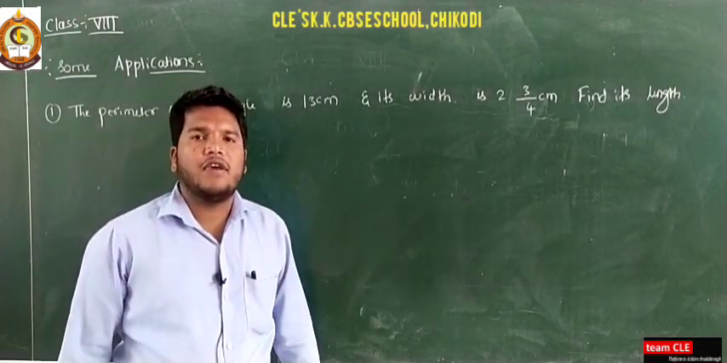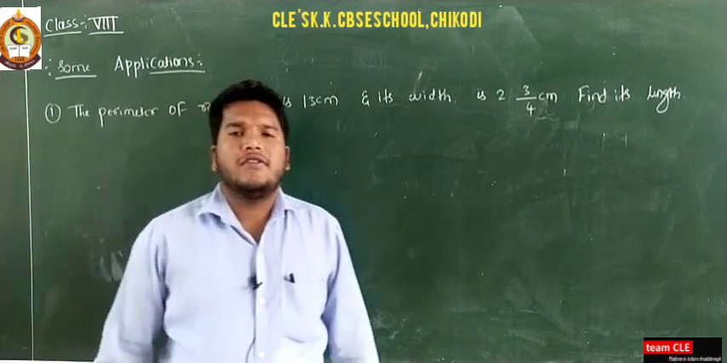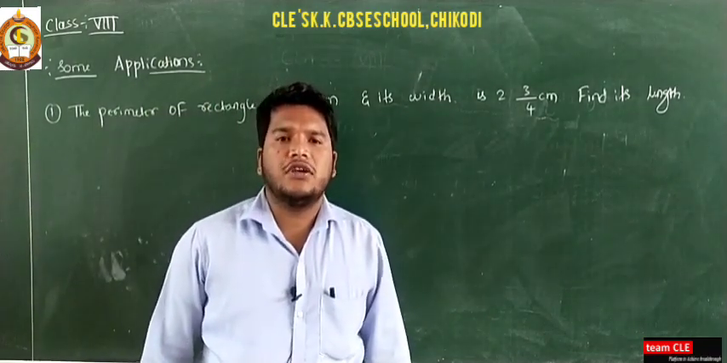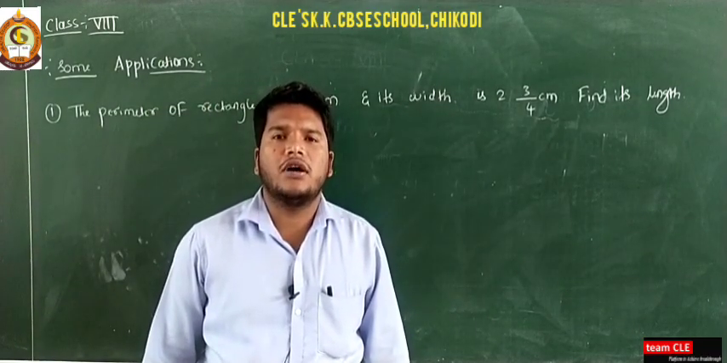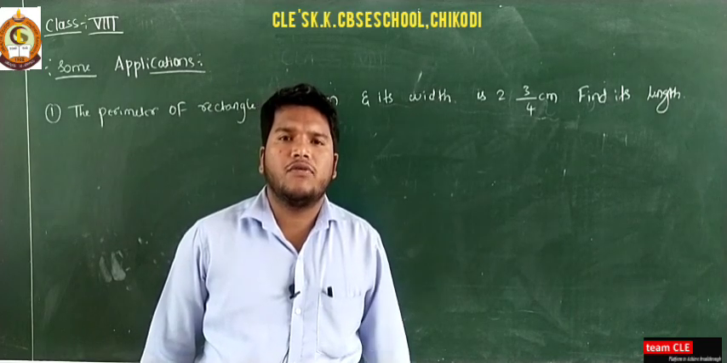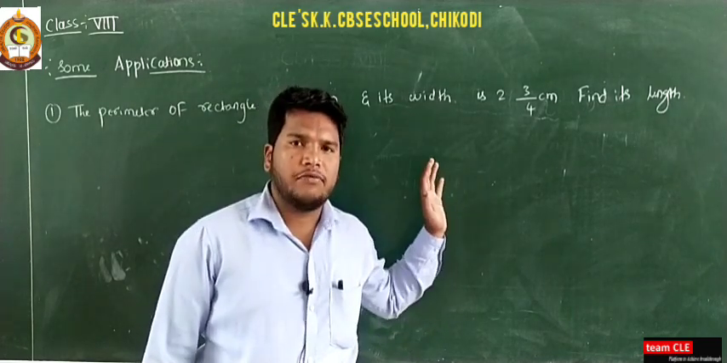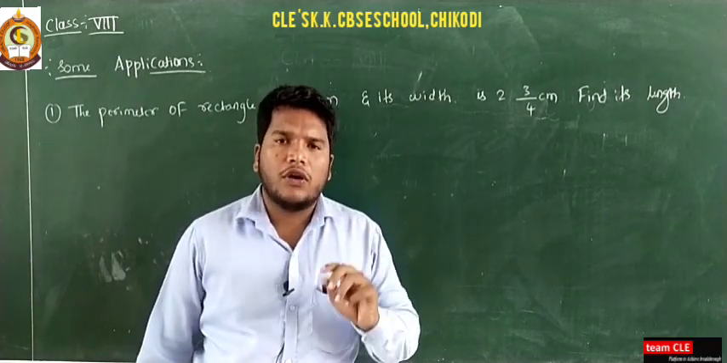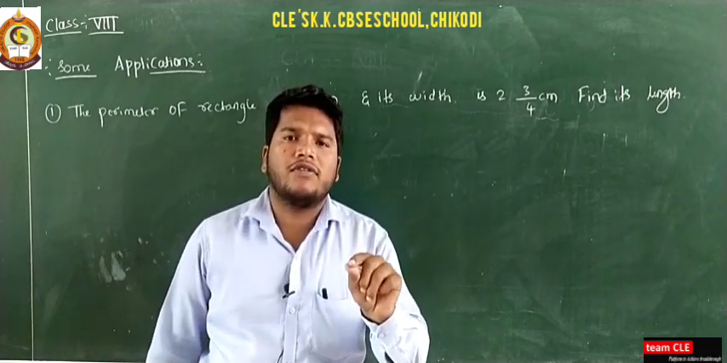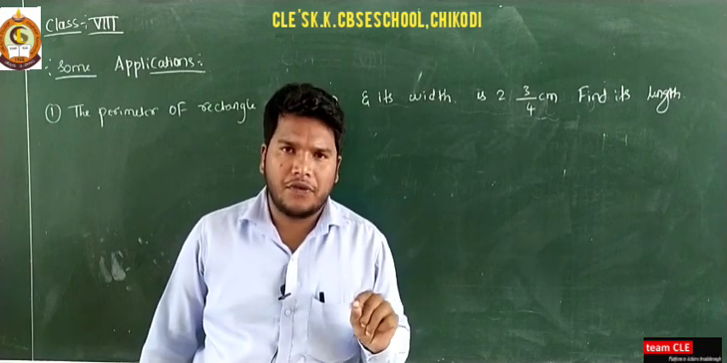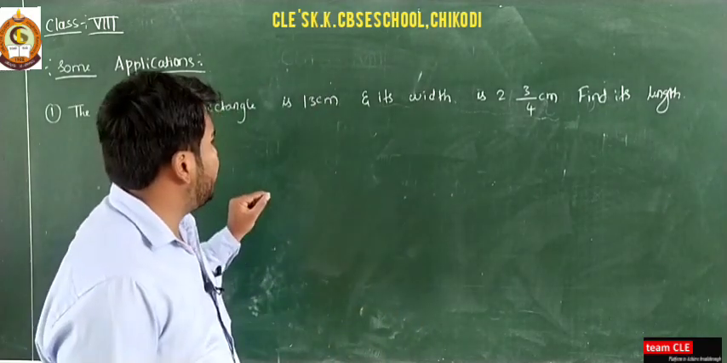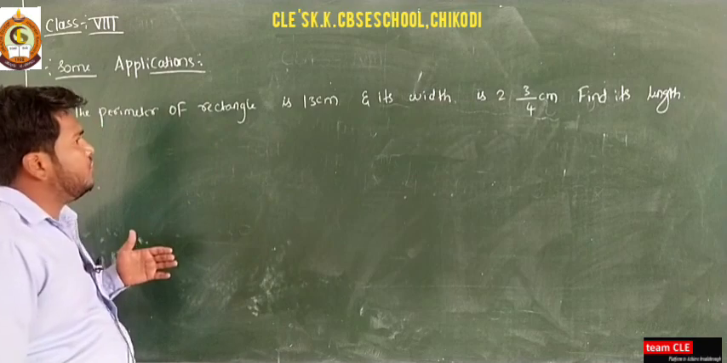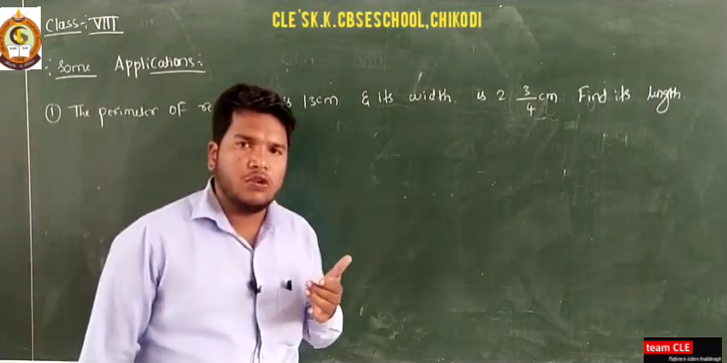So in the last class we started with solving equations. In solving an equation, we learned that there are two types: one is adding and subtracting on both sides, and one more method, the transposing method. In the last class we solved some examples based on this. Now in this class we are going to learn some applications of linear equations in one variable.